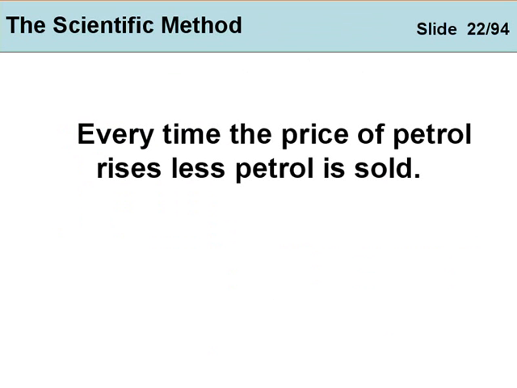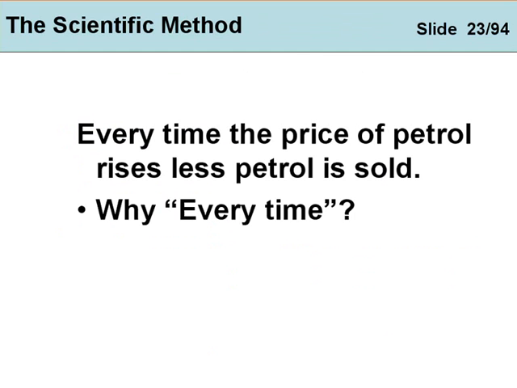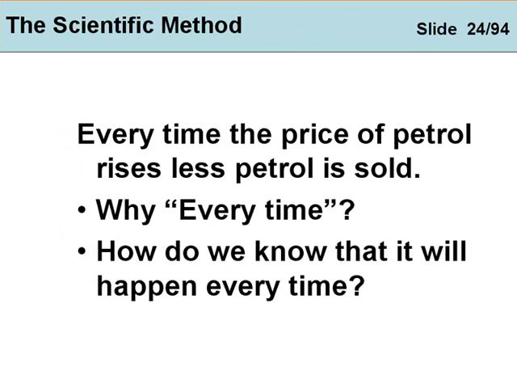Okay, let's go back to the first part of that statement. The first part of the statement is every time the price of petrol rises, less petrol is sold. Why every time? Where did every time come from? How do we know it'll apply in 100 years' time? How do we know it will happen every time? That's the problem. Can we see the future? Can we look into the future? Can we make predictions that are absolutely robust and will hold in all time and space? That's a big statement.